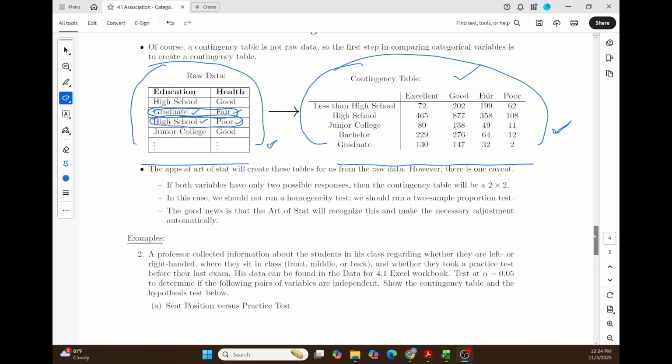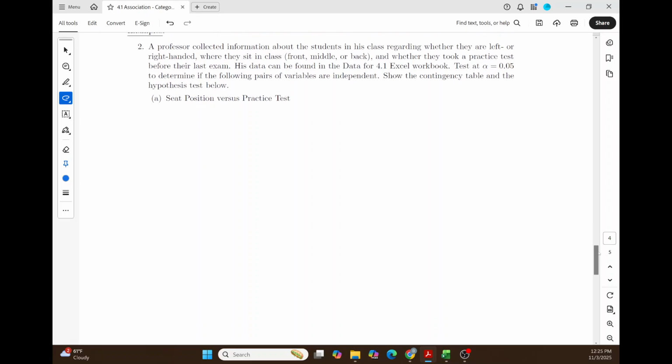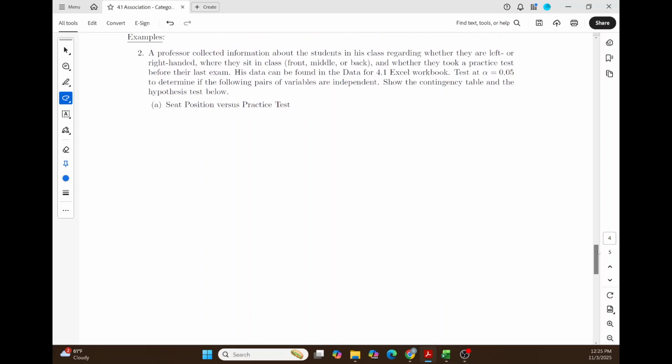So this example 2 says, a professor collected information about the students in his class regarding whether they are left or right-handed, where they sit in class, front, middle, or back, and whether they took a practice test before their last exam. His data can be found in the data for 4.1 workbook. Test at alpha equals 0.05 to determine if the following pairs of variables are independent. Show the contingency table and the hypothesis test below.